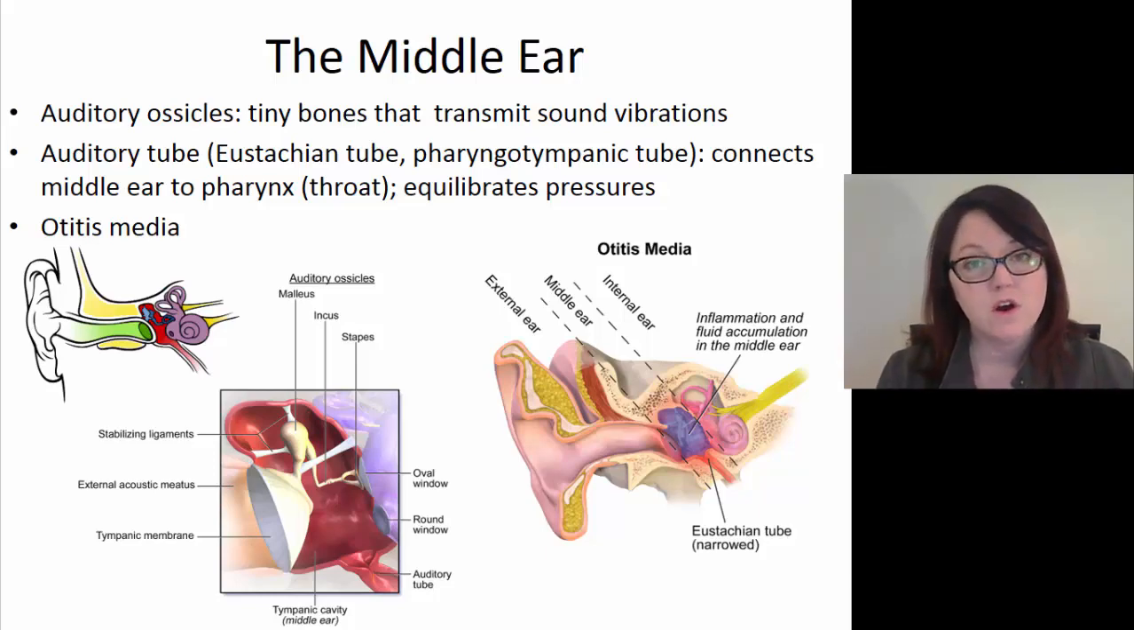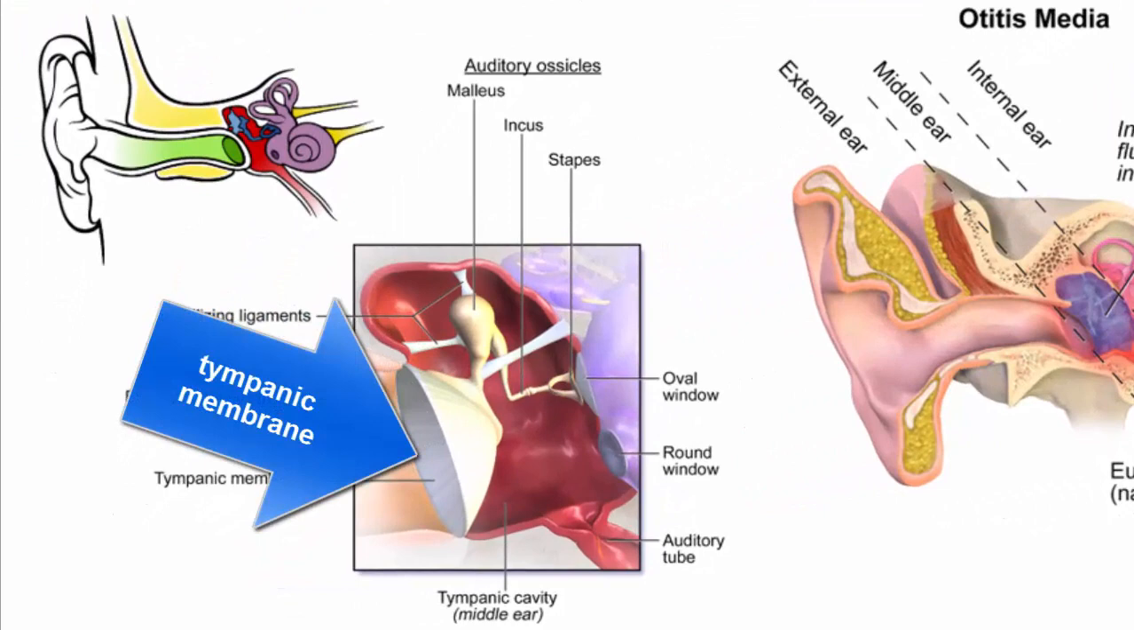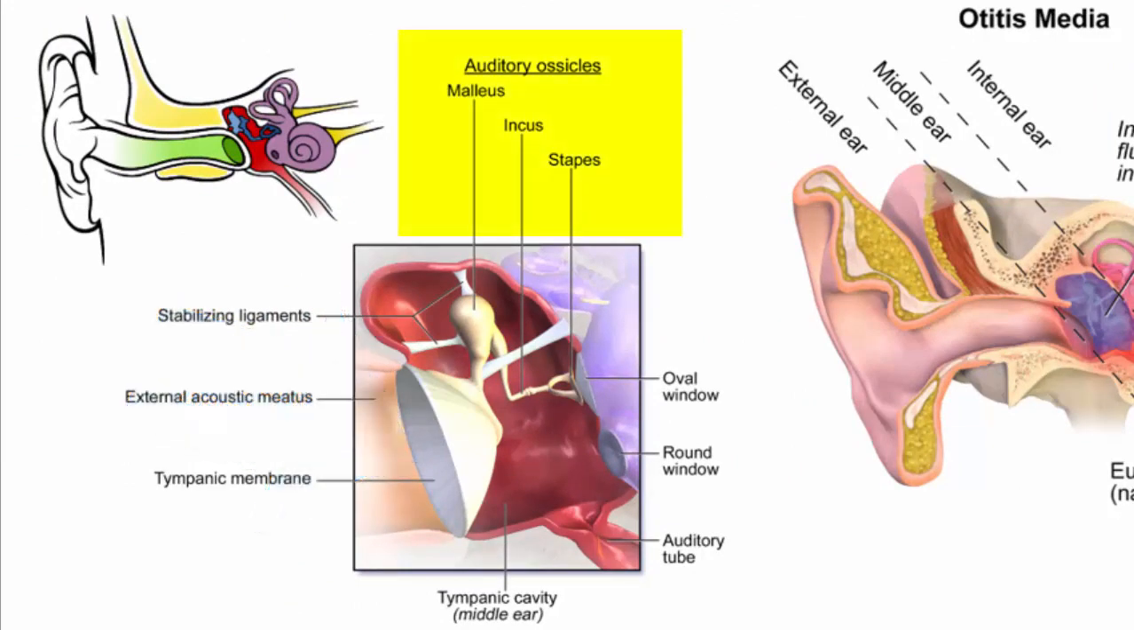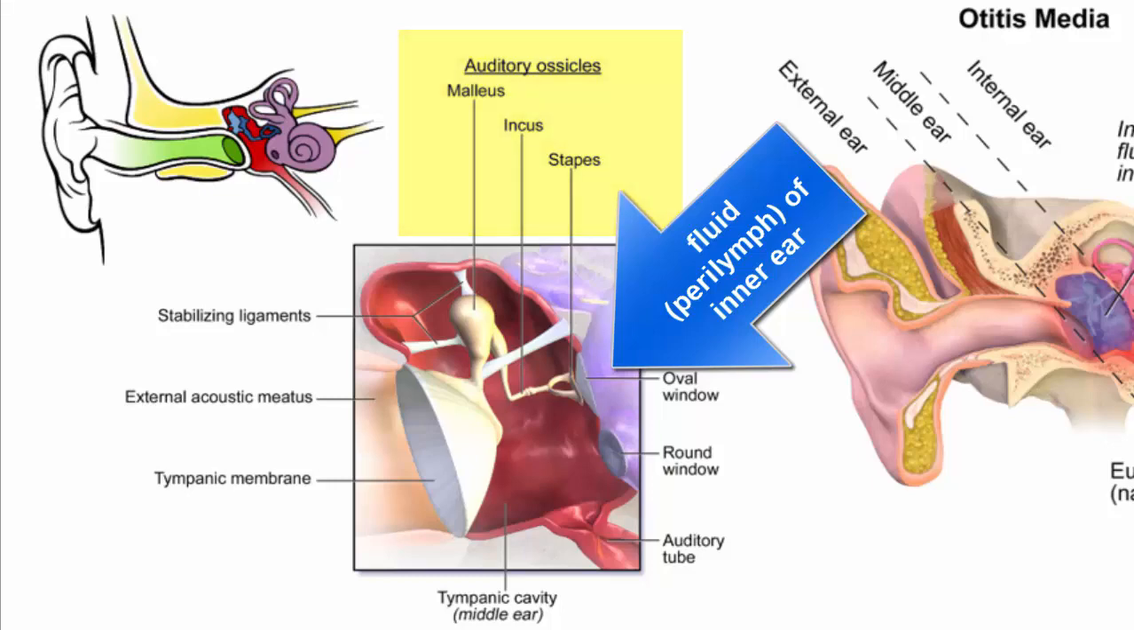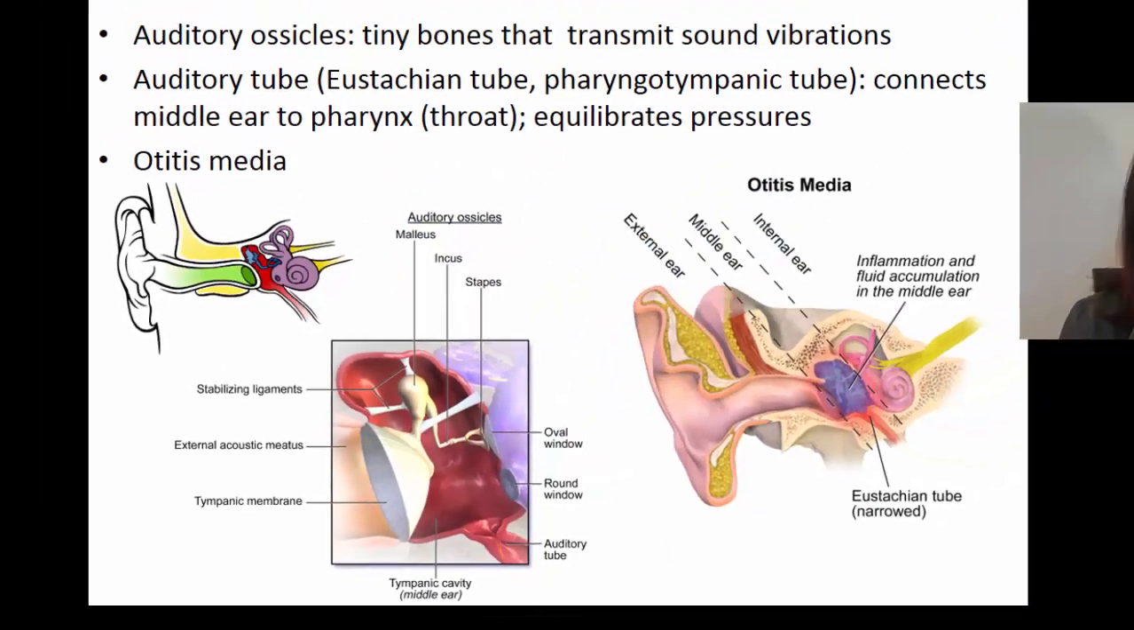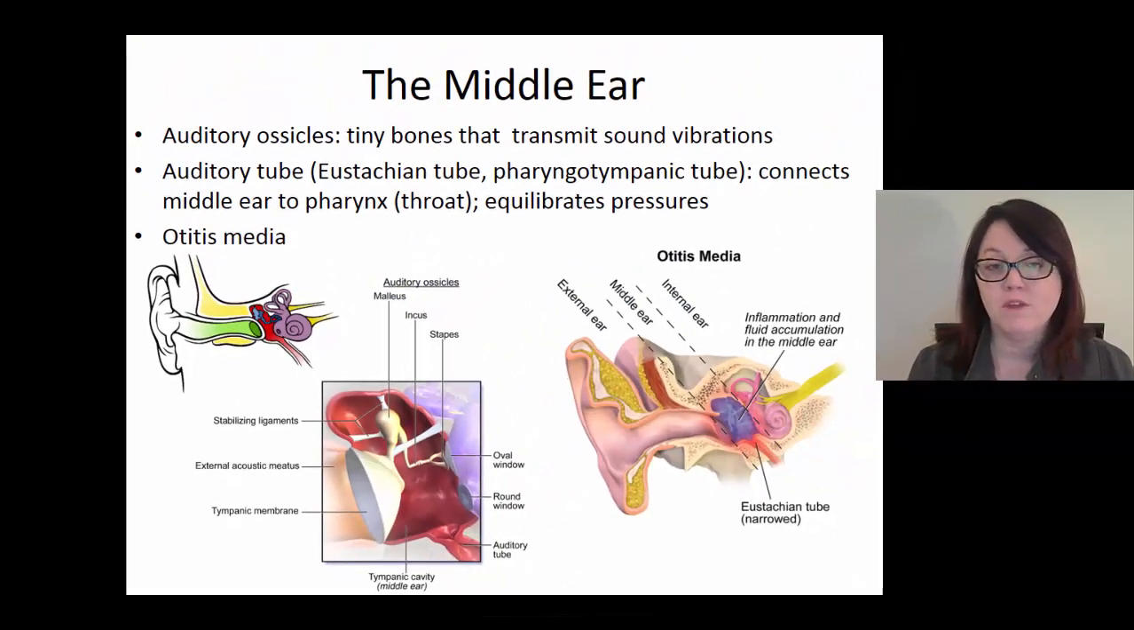Sound vibrations that cause the tympanic membrane to vibrate are transmitted to the auditory ossicles. Auditory ossicles are actually the smallest bones in your body, and they're called the malleus, the incus, and the stapes. And as these vibrate, they will transmit these vibrations to a fluid inside your inner ear in a structure called the cochlea.